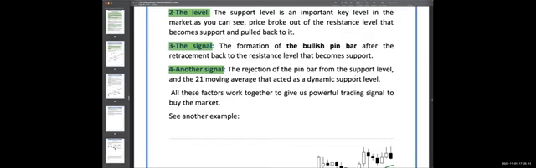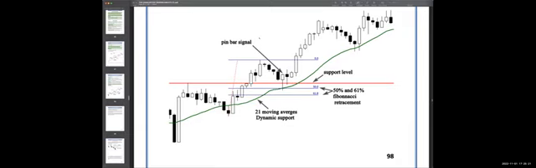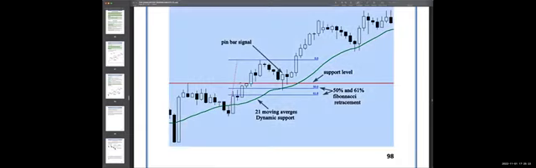All these factors work together to give us a powerful trading signal to buy the market. Okay, another example. Prices coming up, we've broken, or here they use the fib. So I'll go to the charts, try to draw the fib for you, try to explain how it works. Okay, so pin bar signal, so you've broken.